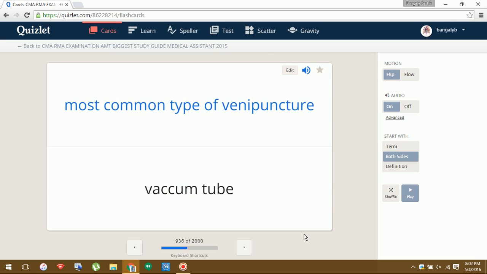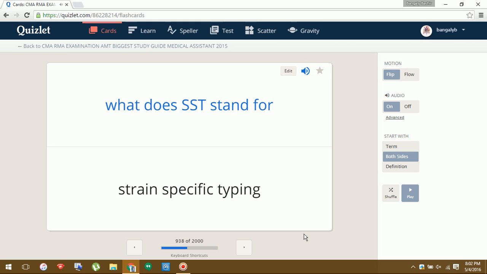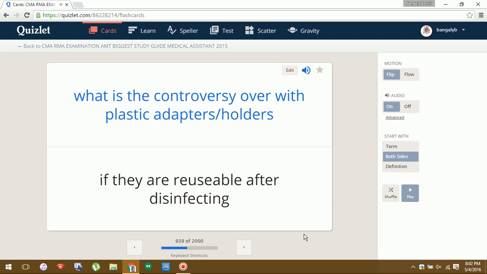Most common type of venipuncture? Vacuum tube. Where are red blood cells produced? Bone marrow. What does SST stand for? Strain-specific typing. What is the controversy over with plastic adapter holders? If they are reusable after disinfecting.